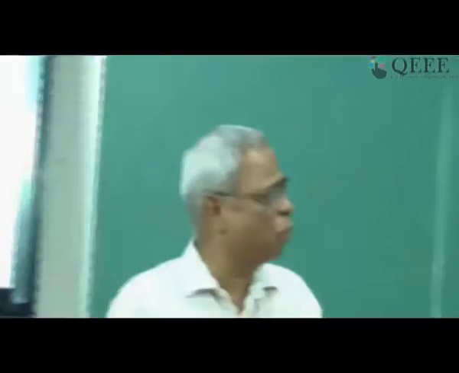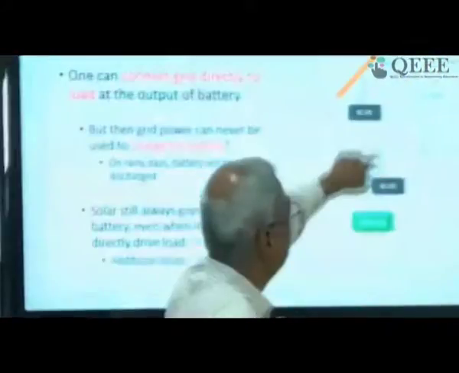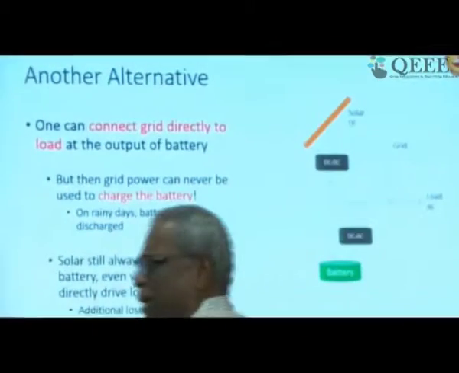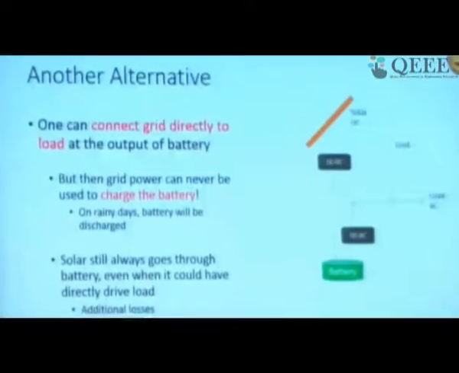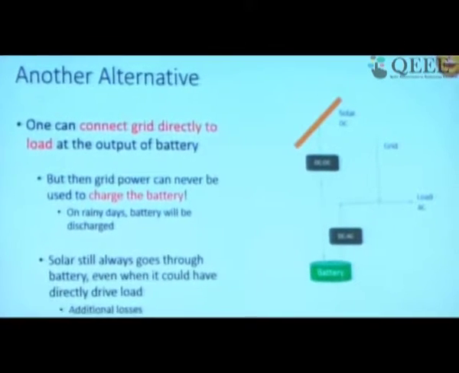Let solar go to the battery with a DC-DC converter, and grid go directly. Now see, grid doesn't have losses. Nice. Solar only goes through this 15% plus 15 plus 10, 40%, so less losses. So it looks much better. Well, yes and no.